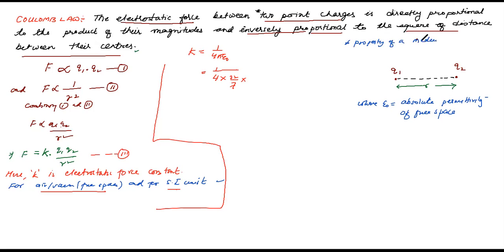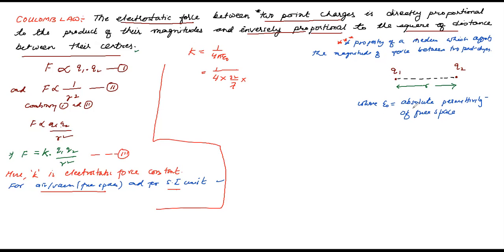It's a property of a medium which affects the magnitude of force between 2 point charges. Keep this in your mind. That means permittivity has an impact on the magnitude of the force that exists between these 2 point charges. So this is what permittivity actually is.